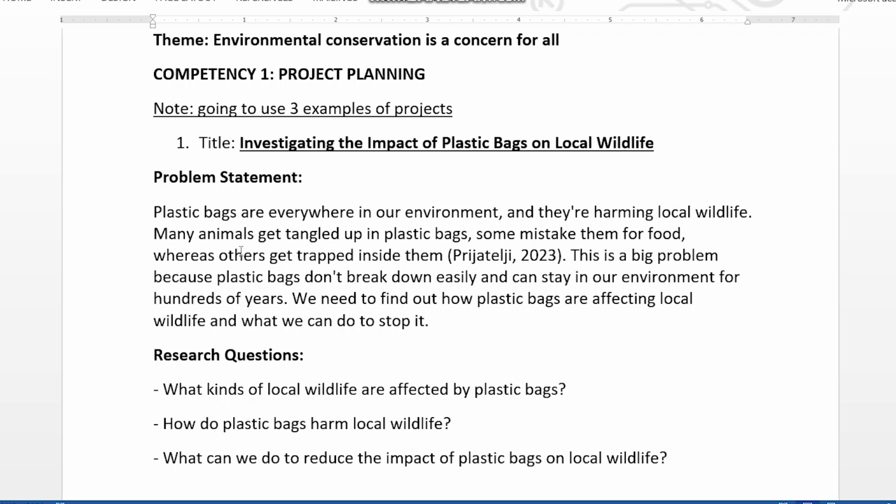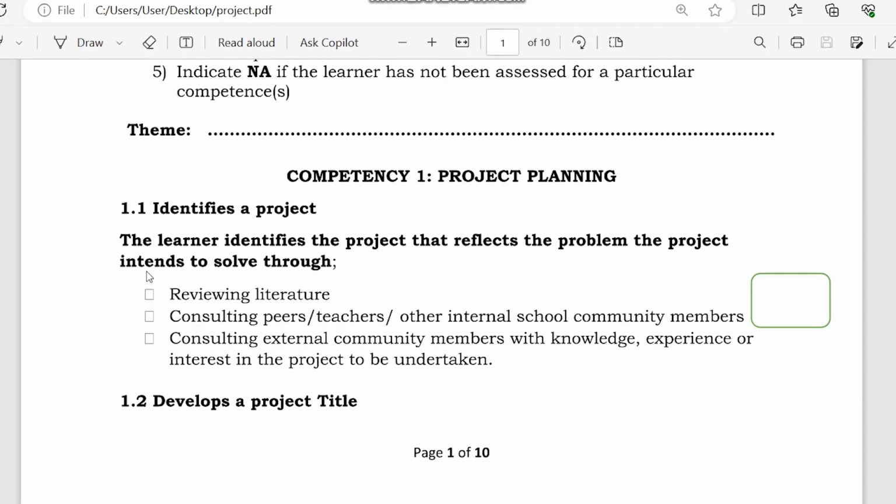And according to this, plastic bags are everywhere in our environment, and they are harming local wildlife. Many animals get entangled in plastic bags. Some mistake them for food, whereas others get trapped inside them. And there is a reference here. Now that is evidence that the learner reviewed literature because of this reference here. So I can score that learner here for reviewing literature, because there is evidence he reviewed literature.